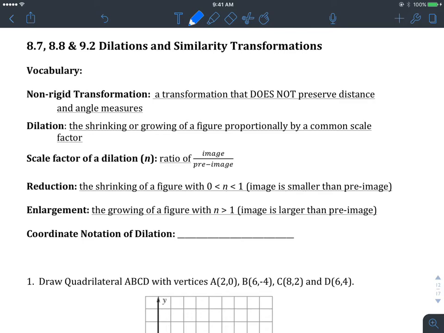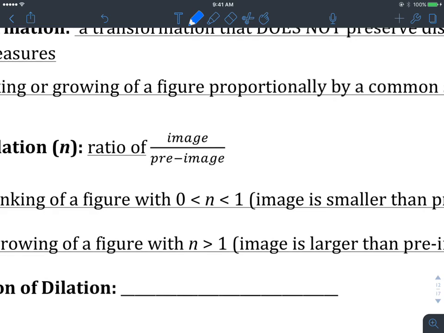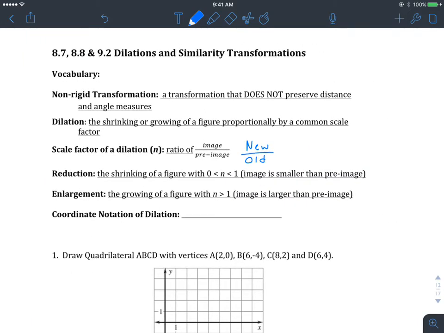So you have dilation, the shrinking or growing of a figure proportionally by a common scale factor. Scale factor, remember, usually we want to say new over old. We did that in our previous unit, so we'll go image over pre-image to figure out what the scale factor is. A reduction is a shrinking of a figure with the scale factor being between 0 and 1. So that means the image, or the new, is smaller than the old.